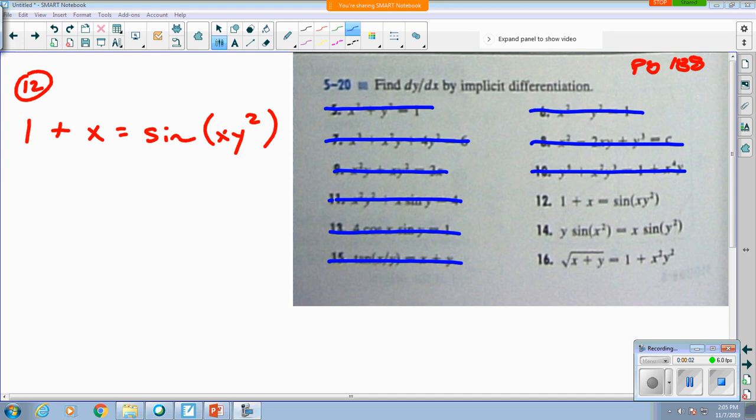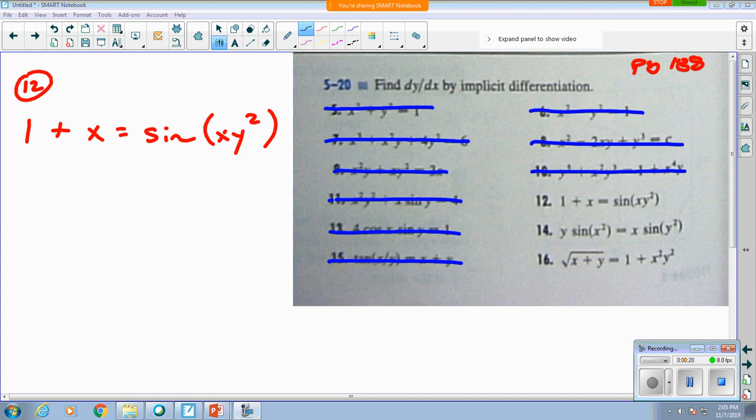So, some implicit differentiation. This is 3.7 in the Stewart 5 textbook, page 188. 1 plus x equals sine of xy squared. And I want you to find dy/dx. Derivative of 1 is 0.